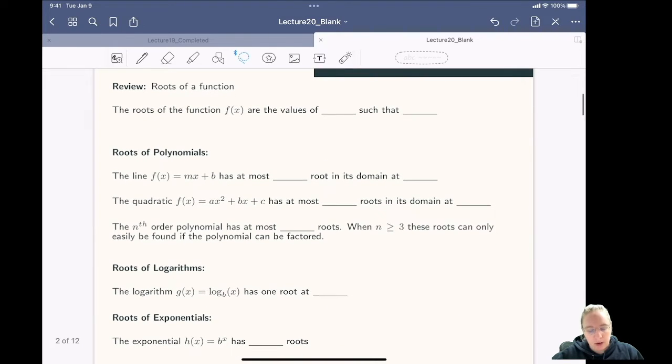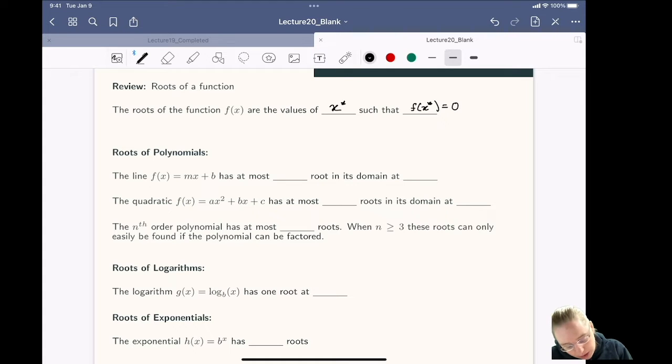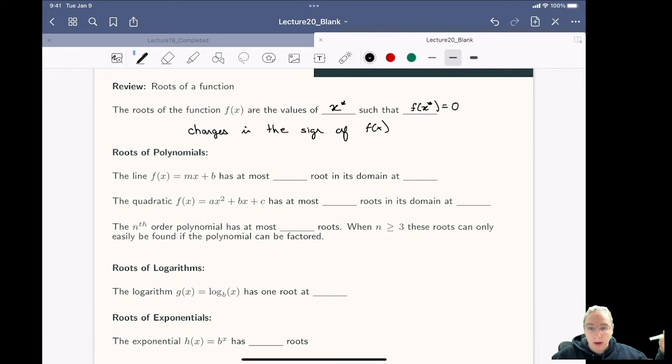All right. So, just as a review of roots of functions, what is the root of a function? A root of a function f of x is the values of x, the special values of x such that f of x star is equal to 0. So we're trying to find the x star such that f of x star is equal to 0. These correspond to places where you have changes in the sign of f of x. So if you're crossing the x-axis, you go from either being negative to positive or positive to negative.